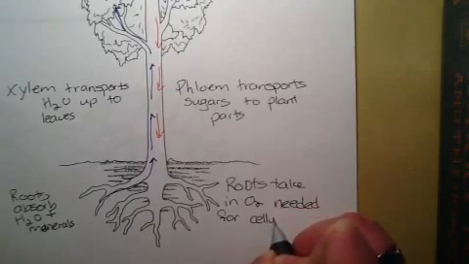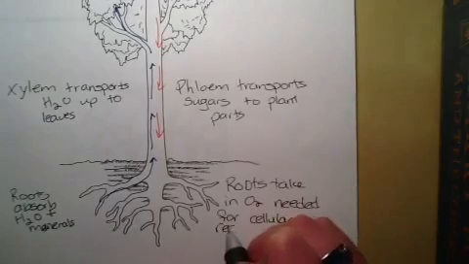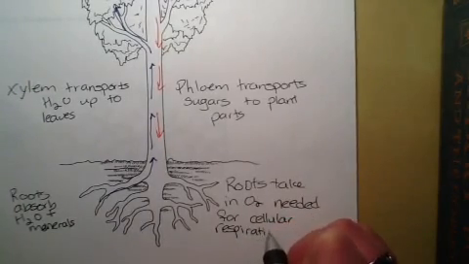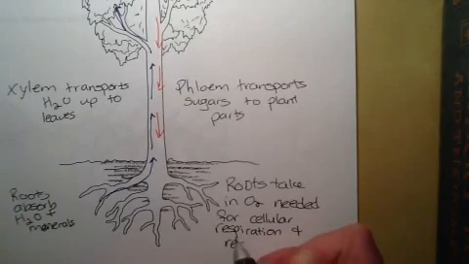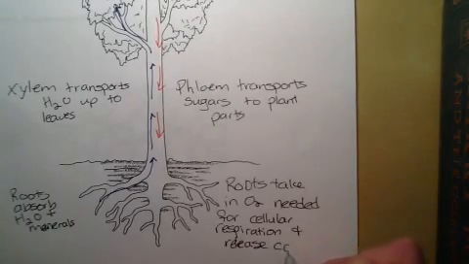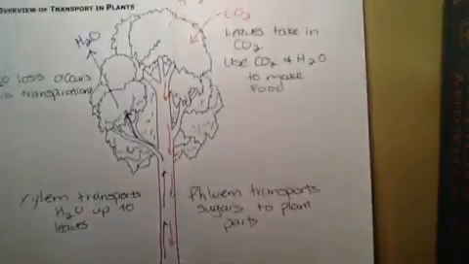Think about it. This plant needs ATP. These roots need ATP to do their job, and they're not making any glucose, so they have to do cellular respiration, and they release CO2. They're going to store the sugar down there. So that's the overall gist of how plants work.